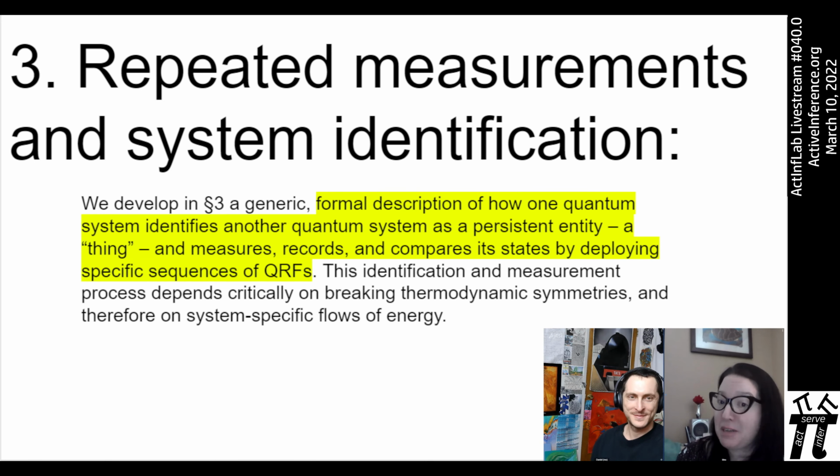All right. Repeated measurements and system identification. So this is section 3. Moving on. We develop in section 3 a generic formal description of how one quantum system identifies another quantum system as a persistent entity, a thing. So here they're going to talk about thingness, and how a system measures, records, and compares its states by deploying specific sequences of quantum reference frames. So, like, how do I know that Daniel is a different thing than me, right?